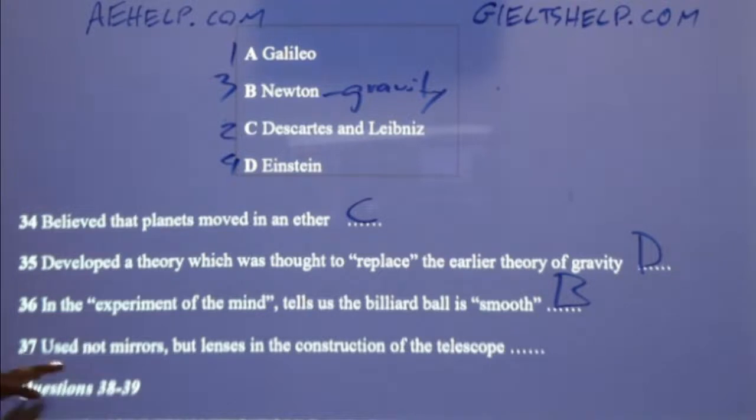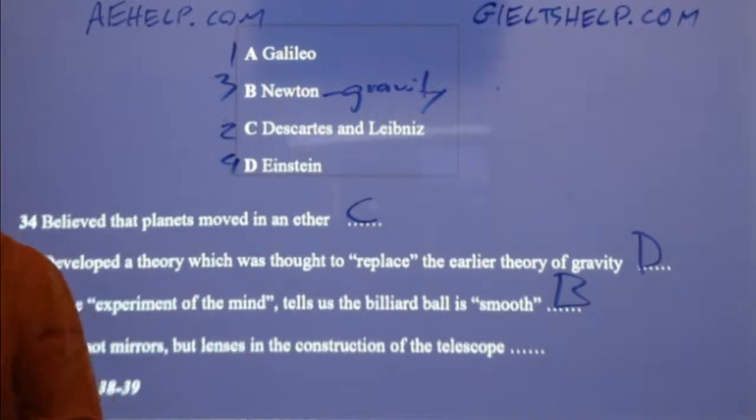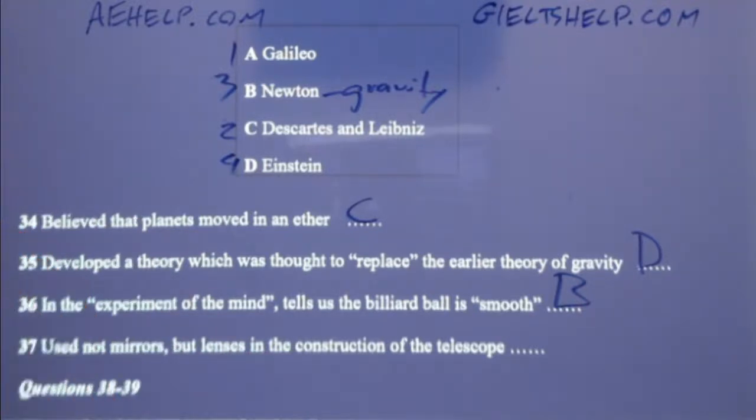Okay, 37, used not mirrors but lenses in the construction of the telescope. Last one, number 37.